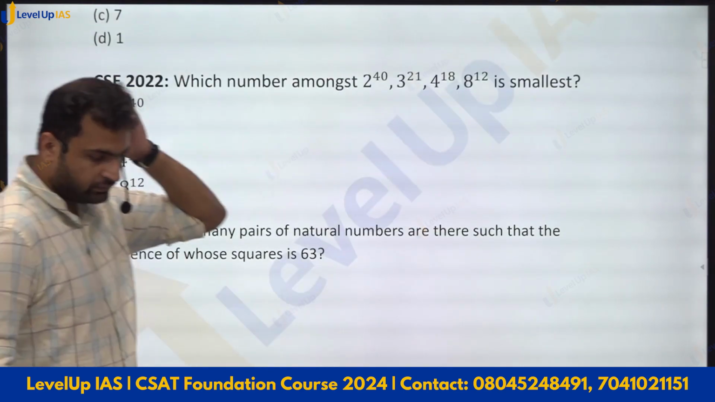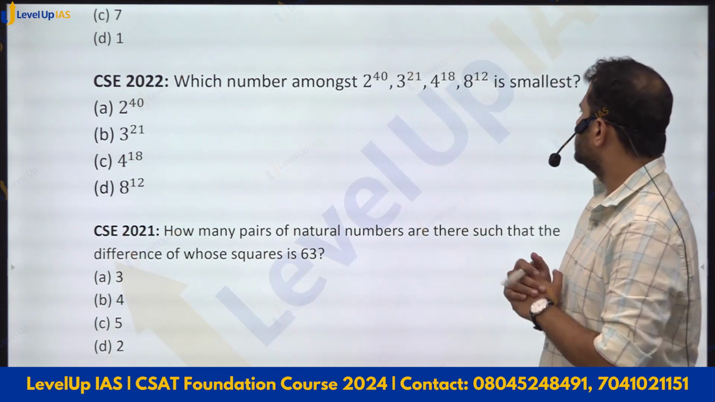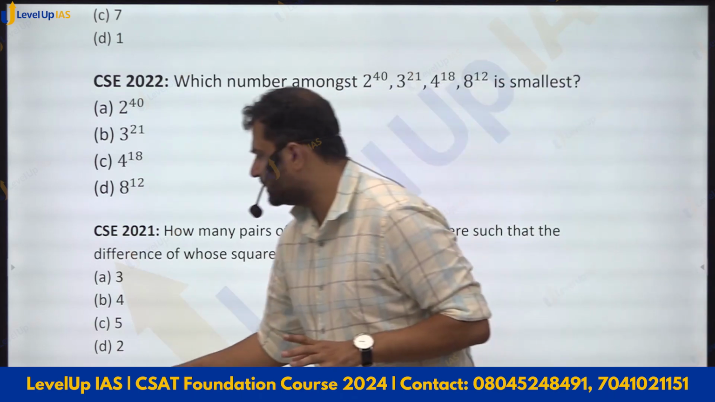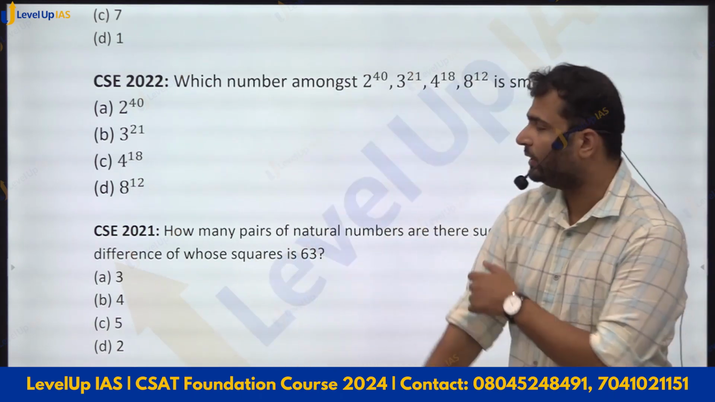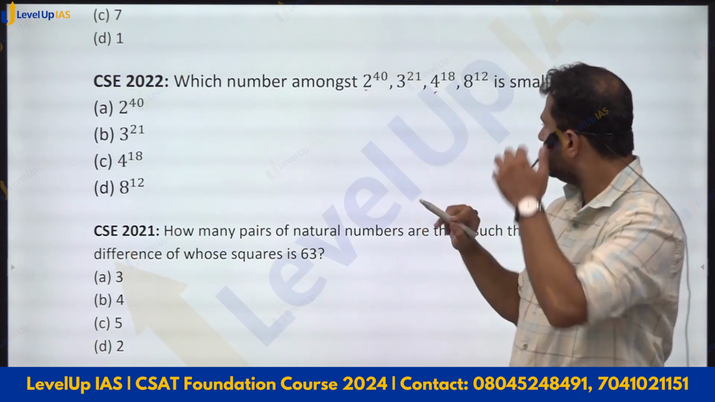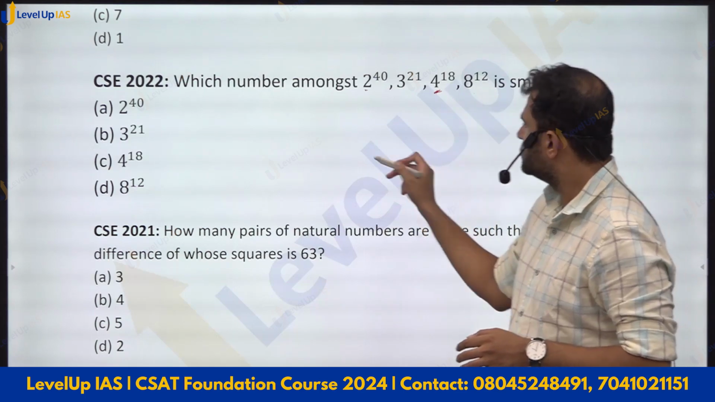Okay, this question, let us look at this particular question. Again, question is, which of these given numbers is the smallest? Looks very daunting, but let us see if we can solve it. Now first observe this. This is 2, this is 4, this is 8. All of these are powers of 2, this 4 and 8. So let us first write it.